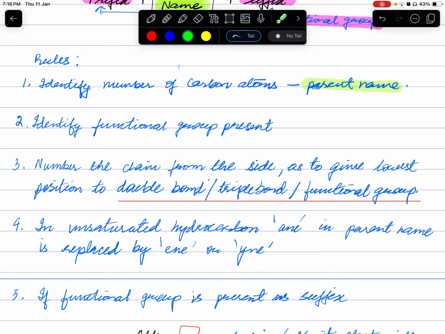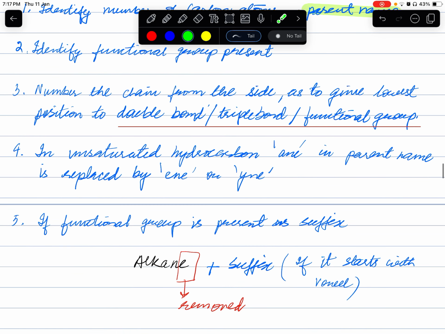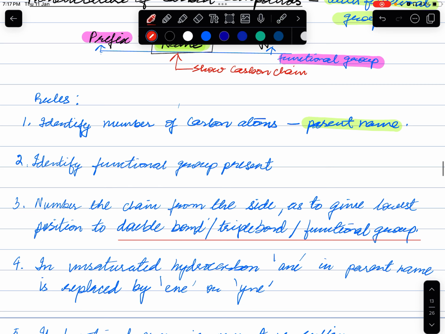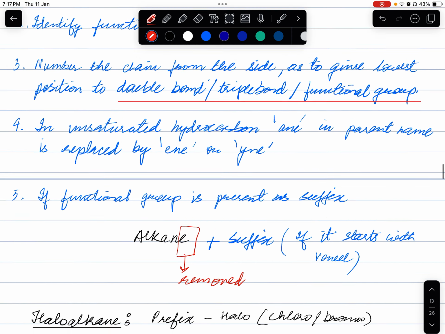Here we will not look for lowest sum or lowest position. Fine. So no importance is given to alkyl group. Whatever position is there for any alkyl group, we are not bothered about that. Next point. In unsaturated hydrocarbon, the ane in parent name is replaced by ene or yne. Parent name, as we discussed, is written as alkane. Okay, so this ane is replaced and we add ene or yne if it is alkene or alkyne, right?